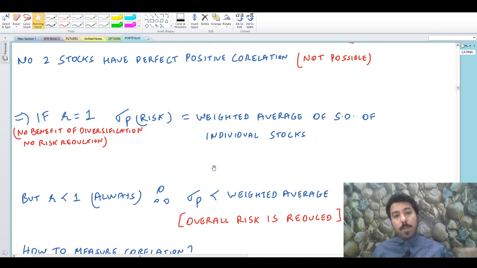So if there is no benefit, risk of A plus risk of B into respective weights will be the weight of risk of the entire portfolio. There is no benefit, so simple weighted average will be done, right? This is how you should think.